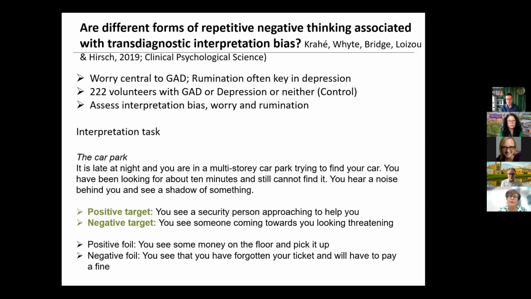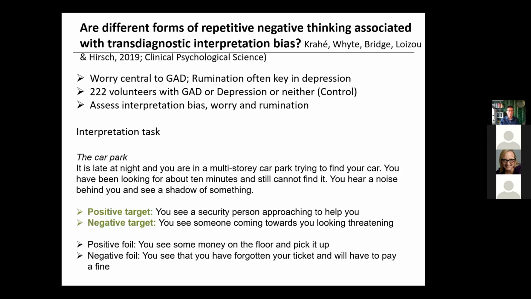But in this first study, we were just trying to understand whether interpretation bias is evident across these different populations and the control group. So we have a task which involves generating interpretations. You're given ambiguous scenarios. In this case, you're in a car park and you hear a noise, and it's left ambiguous. And then later you make a rating of the scenario. From this, we can deduce whether people have a tendency to make negative or positive interpretations of ambiguous information.